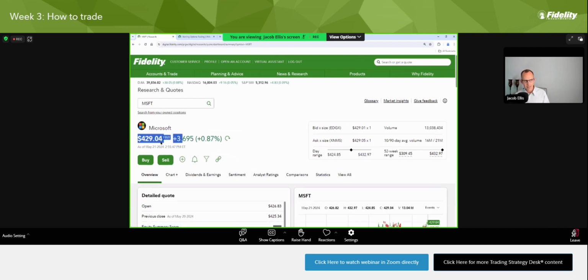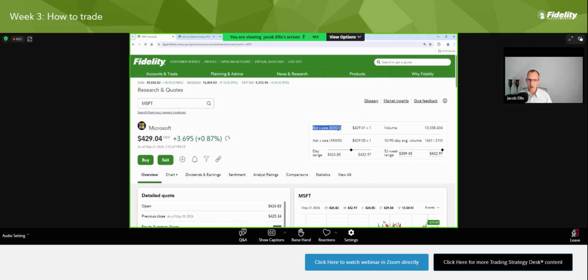This one displayed in big bold letters over here is the last trade price. Somebody paid $429.04 to somebody else for some shares of Microsoft. Over here is the part we want to pay a little bit more attention to as prospective investors or traders of Microsoft, the bid and the ask.